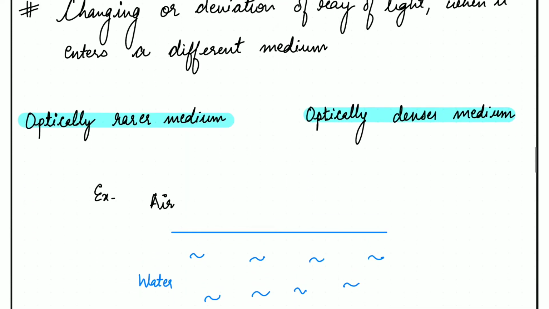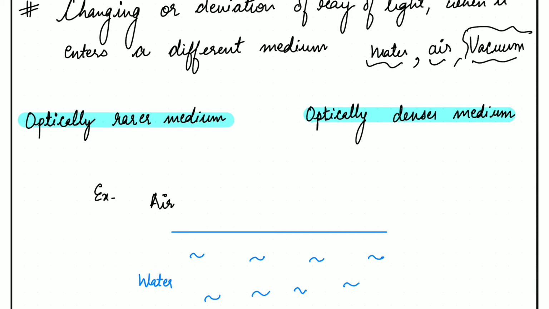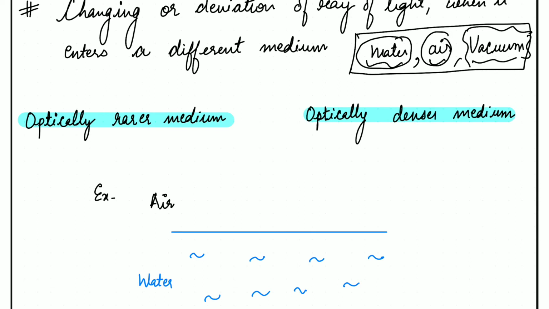Now we have to understand what actually a medium is. A medium can be anything. Water is a medium. Air is a medium. Vacuum is also a medium, a medium of nothingness where there is nothing. Air is a medium with a lot of air molecules, air particles. Water has water molecules as its medium. So these are different mediums. I hope you can understand.